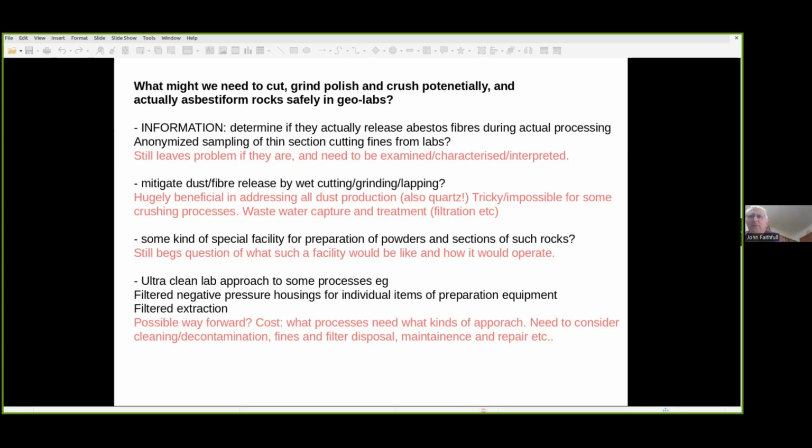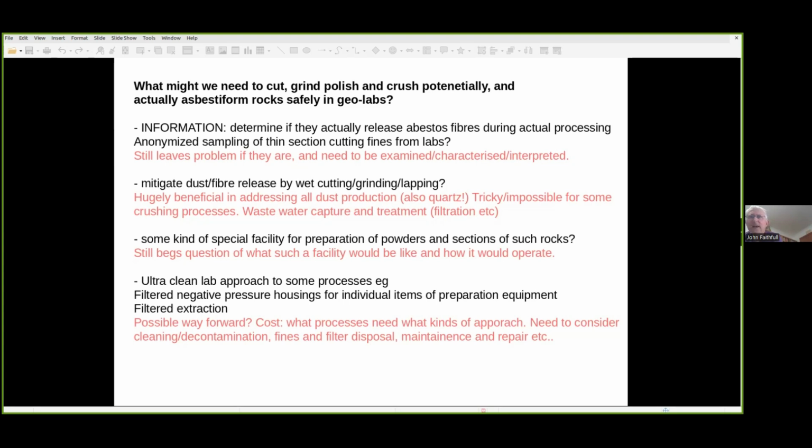You think, well, what about just having some special facilities, or we pay some lab to do preparation of powders and sections of such rocks, and then we can just work in our little benchtop units or with our equipment, and we can just do the little stuff. But this still begs the question of what such a facility would be like and how it would operate. And it seems to me, without any kind of open good practice guidelines, this is just asking for people to take your money and charge you the earth for doing things without actually knowing what their good practice is.